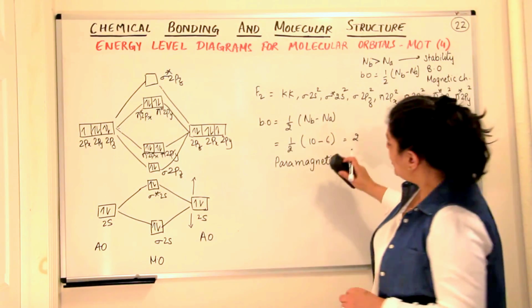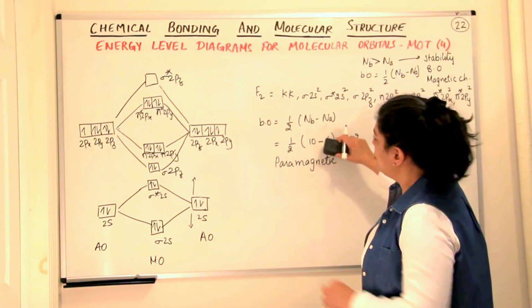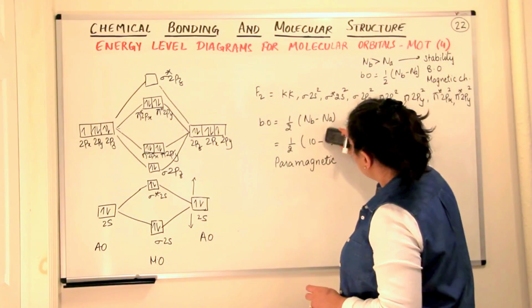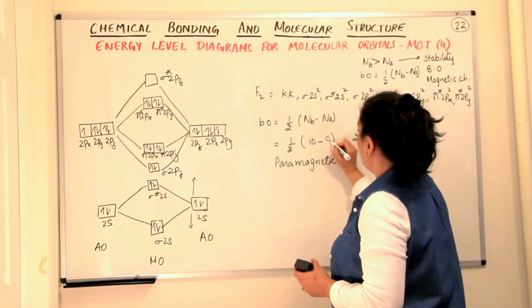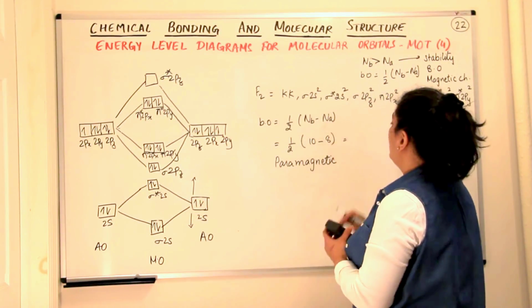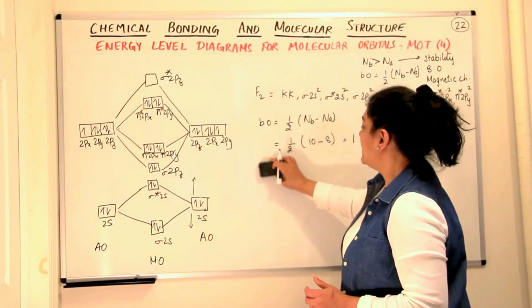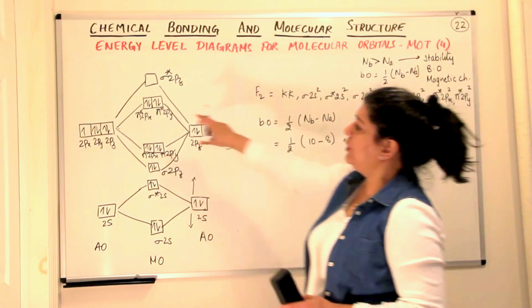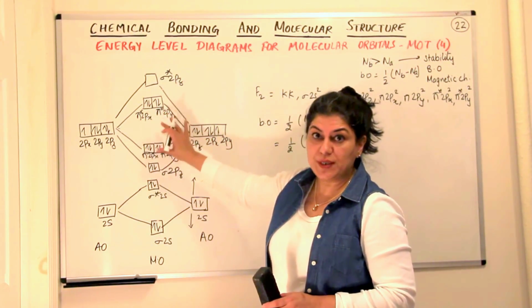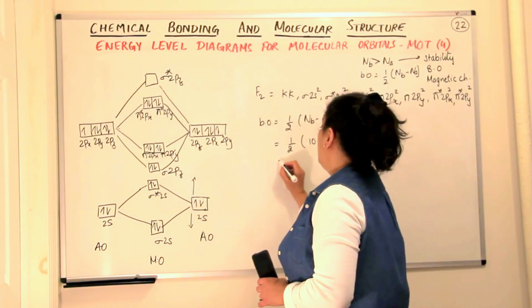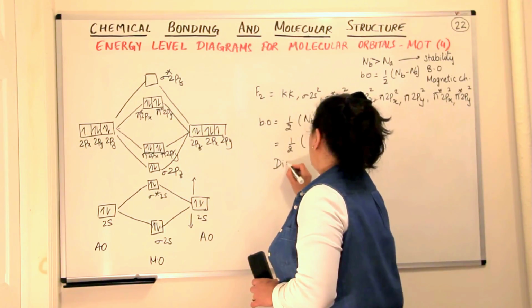And in the bond order, you'll add 2 in the antibonding molecular orbitals. So this would be 10 minus 8, and therefore the bond order would be 1. And how about the magnetic character of the fluorine molecule? All electrons in the molecular orbitals are paired. Therefore, this would be diamagnetic.